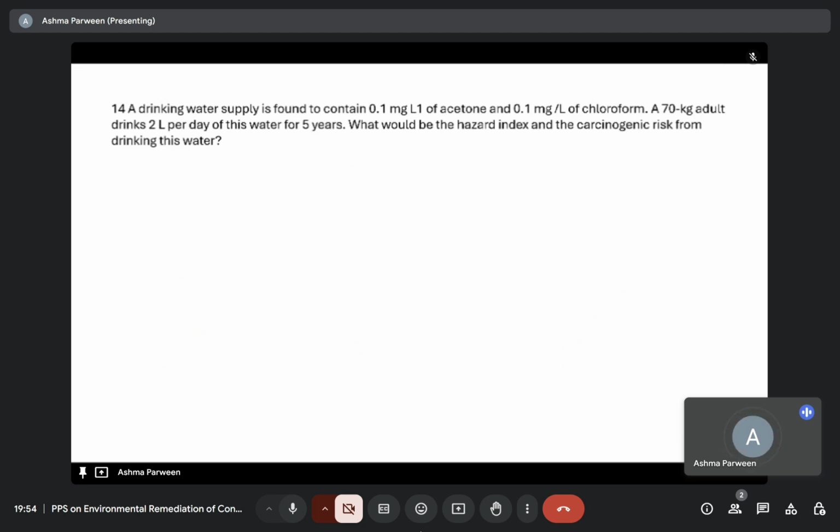So we have been given a drinking water supply that is found to contain 0.1 milligrams per liter of acetone and 0.1 milligrams per liter of chloroform. A 70 kg adult drinks 2 liters per day of this water for 5 years. What will be the hazard index and the carcinogenic risk from drinking this water? So let me give everything. So assume the reference dose for acetone as 0.1 milligram per kg per day. So first find out the hazard quotient. So to find out the hazard index or quotient, first we need to find out the chronic daily intake or the average daily intake.